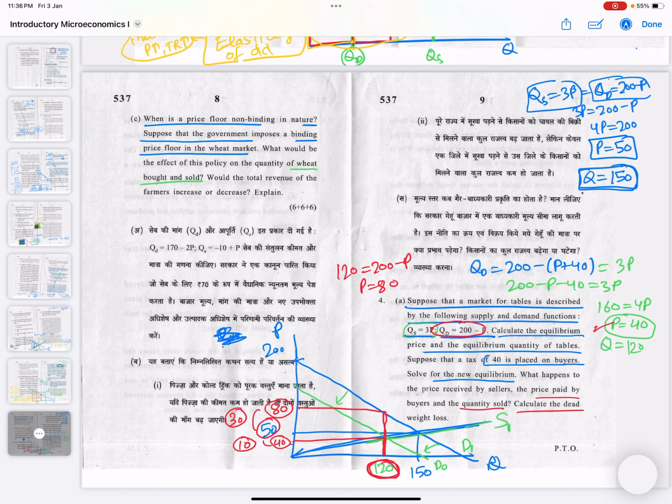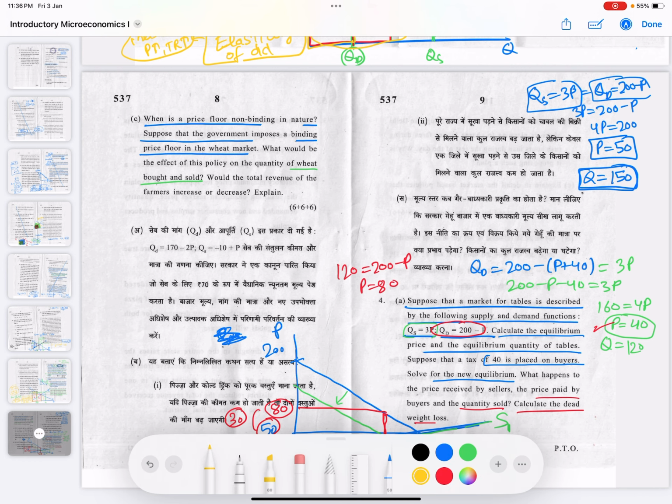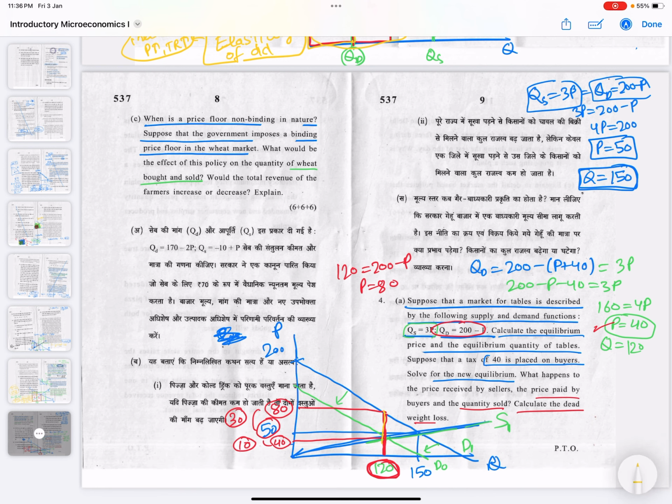Calculate the deadweight loss. So the deadweight loss is this area in yellow. So this would be half into base, which is 30, into height. This would be the tax, only 40. So this is 600. So 600 would be the deadweight loss.